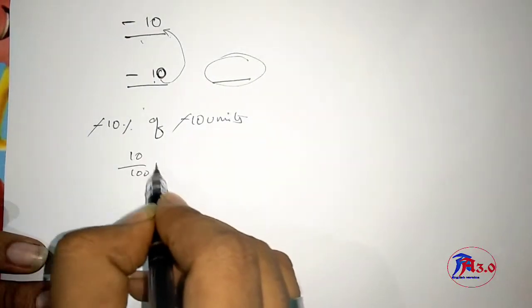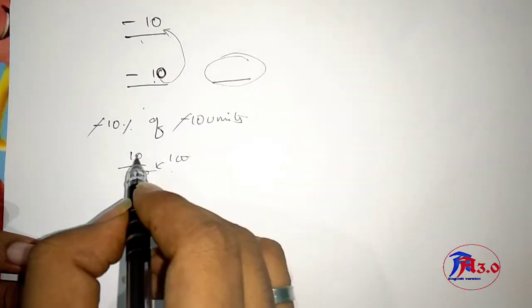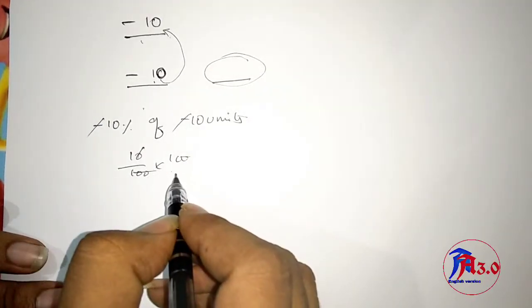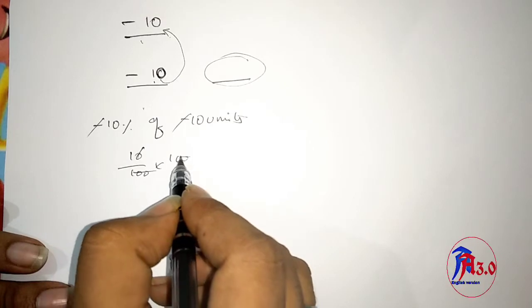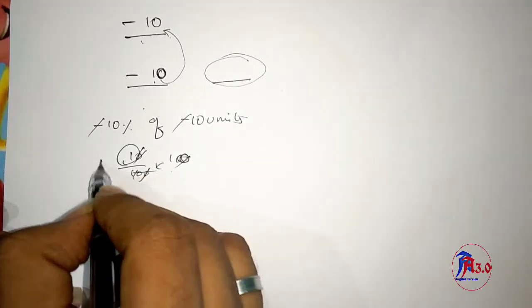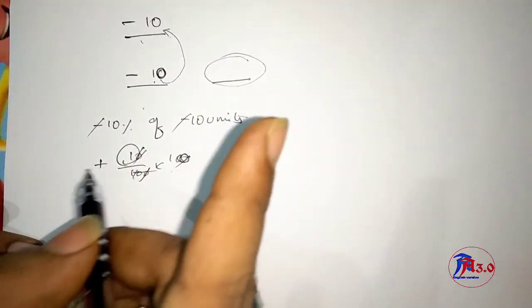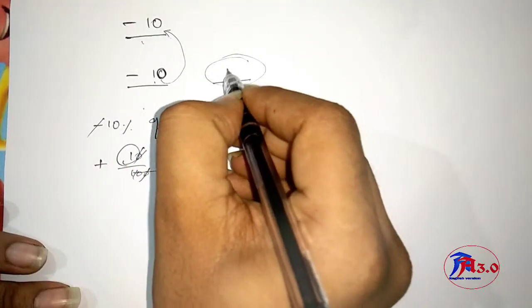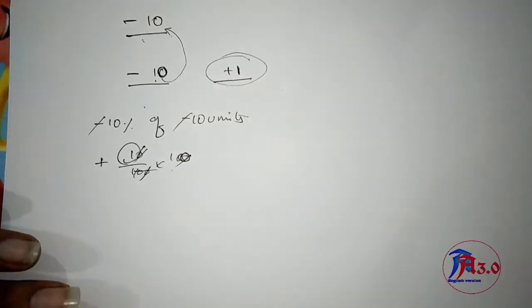10 upon 100 into 100. Zeros get cancelled. Sorry, 10 units. Zeros get cancelled. And what is remaining here? Plus 1. Why? Minus minus gets cancelled here. So here what do we get is 1 plus 1.